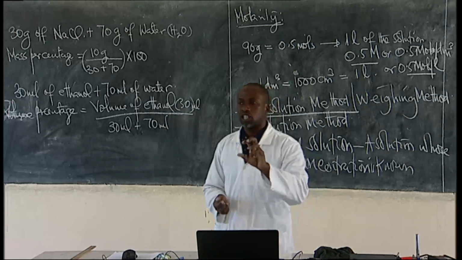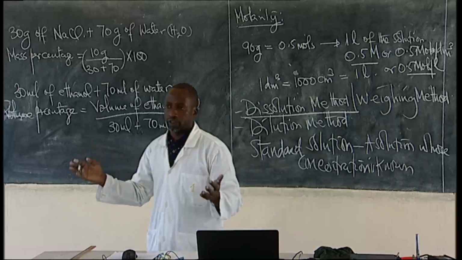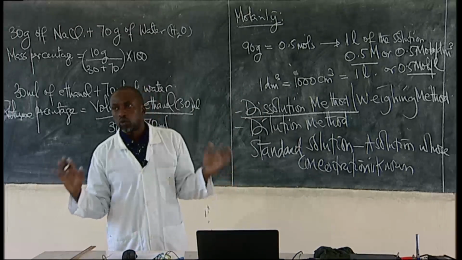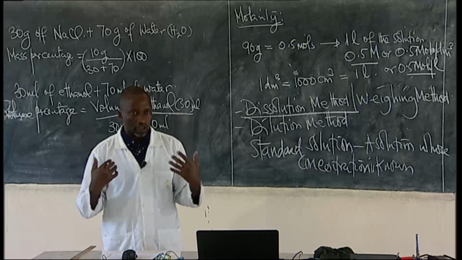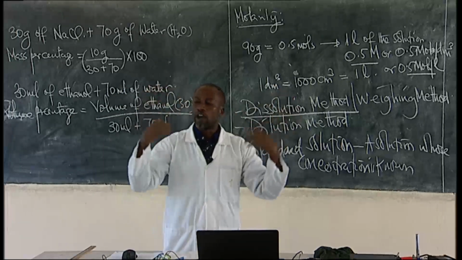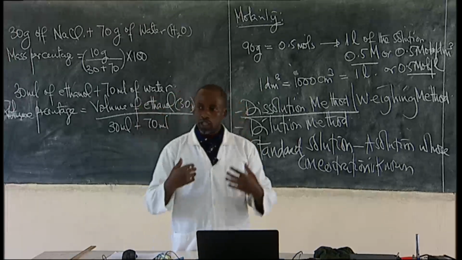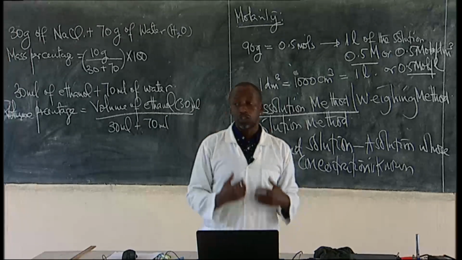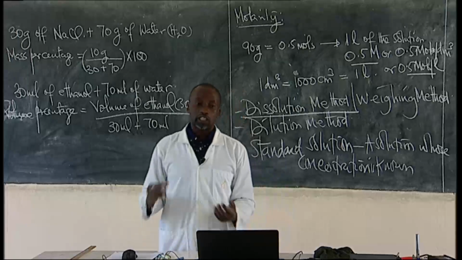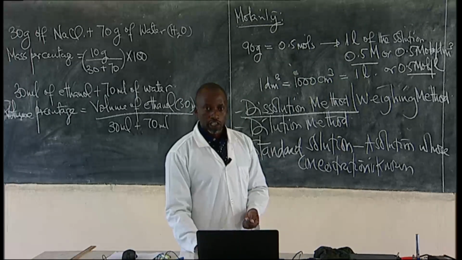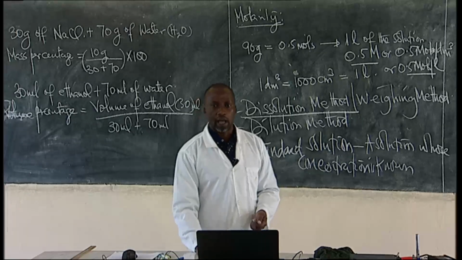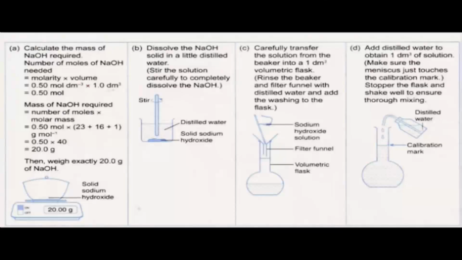Because some of these substances are hygroscopic. What do I mean by hygroscopic? They absorb water from the environment. So when they absorb the water, their concentration can change. That is why we have to cover them immediately. So let's do one example. This is the method, sodium hydroxide.